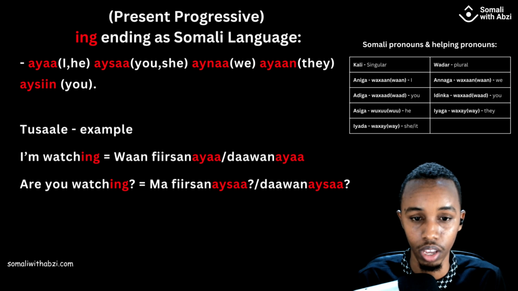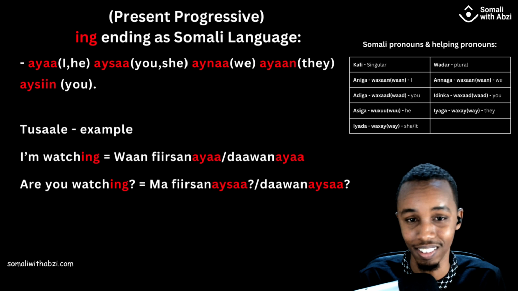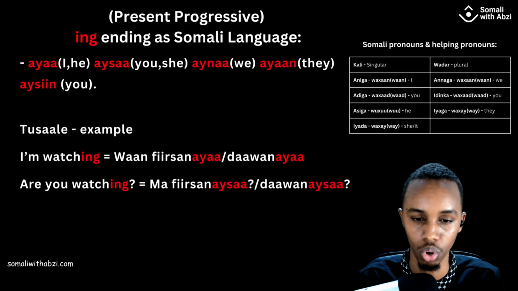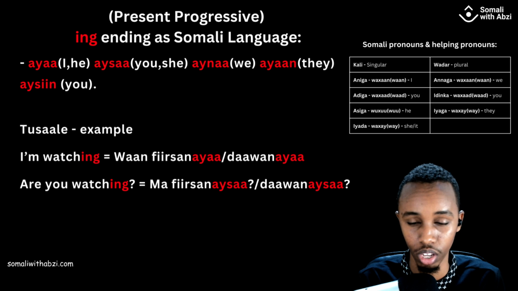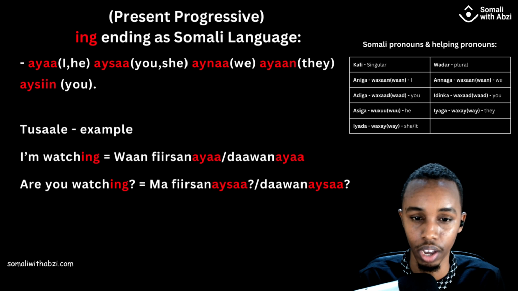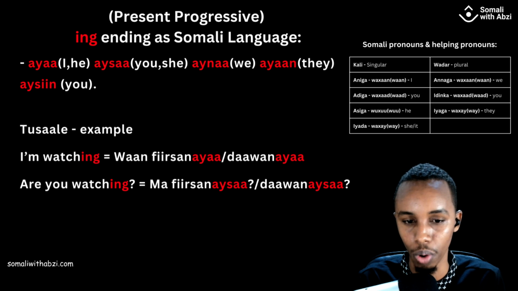And now let's say you. So instead of I am watching, let's say you are watching. We're going to say waad instead of waan, and then asa, because of you and she. So waad fiirsanaysa or waad daawanaysa. And if it's she's watching, way instead of waan: way fiirsanaysa, way daawanaysa.